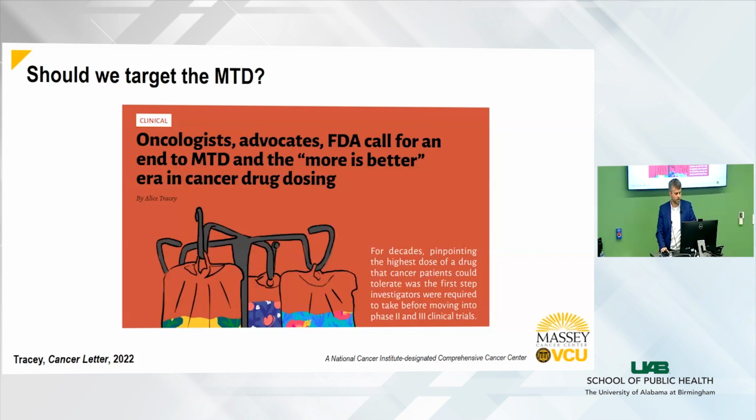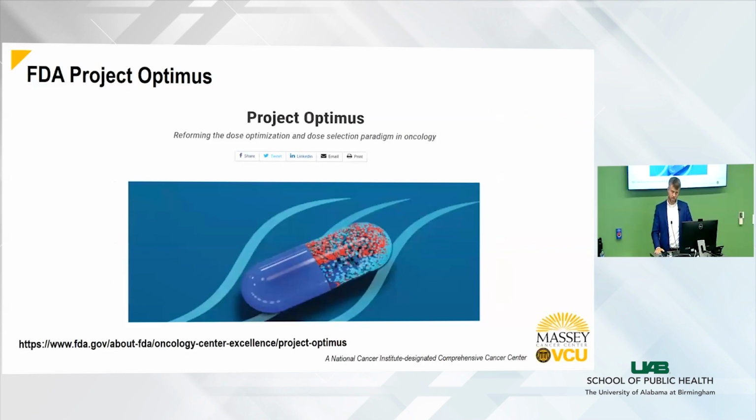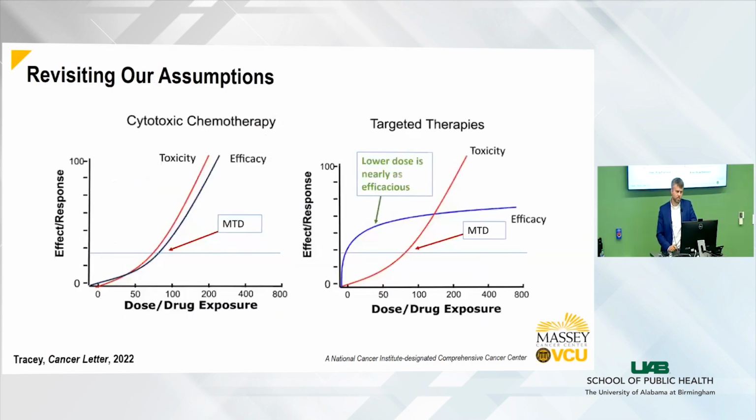And this was a Cancer Letter article from last year that's discussing that. And also from the FDA, there's this Project Optimus, which is an initiative to reform how dose optimization and dose selection is done in oncology. And they're asking for designs that account for both toxicity and efficacy. And we're going to talk about a couple of different ways to do that today in the rest of the talk. But these initiatives are driven by this revisiting of our assumptions from the first slide.